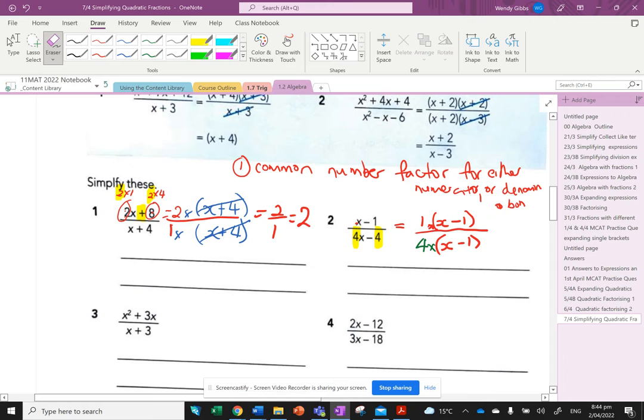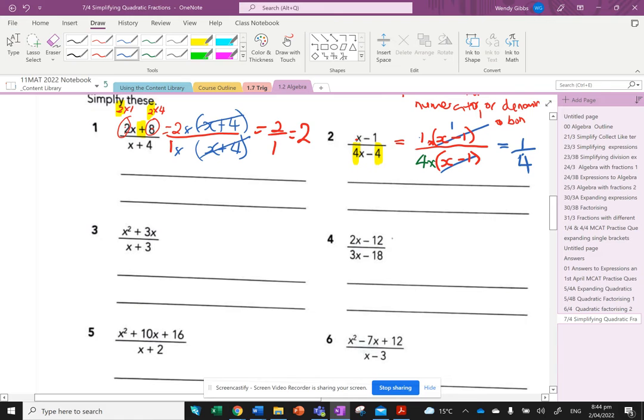Now when I factorized it, I have a times in between each of the brackets. And what I notice is I have the same bracket on the top and the bottom. So that's like having, remember, x over x. x divided by x is 1, so I can cross them out. The same thing happens here. x minus 1 divided by x minus 1 is 1. So I've got 1 times 1 is 1 over 4 times nothing, so it's 4. And that's my answer.